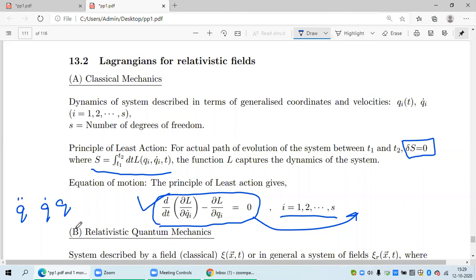Now, in classical mechanics, when you, just a minute, I have to drink water for just.